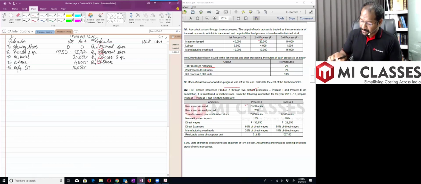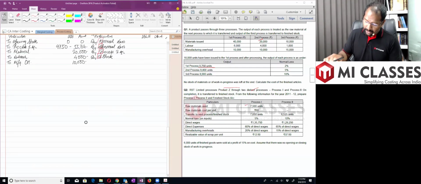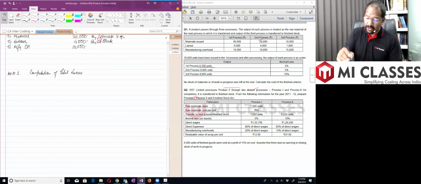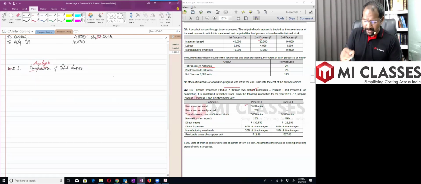Now, first we will do analysis of our total loss. So first working note 1. Leave some lines and we'll do our working note 1. Working note 1: computation of losses. If you don't want to write computation, you can also use a better phrase, analysis of total losses. Here first we'll calculate and then we'll analyze the total losses. Anything is okay. You can use your language.